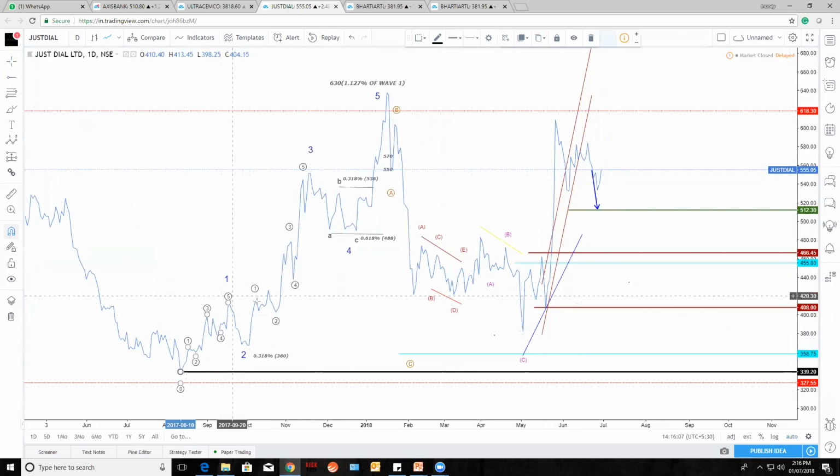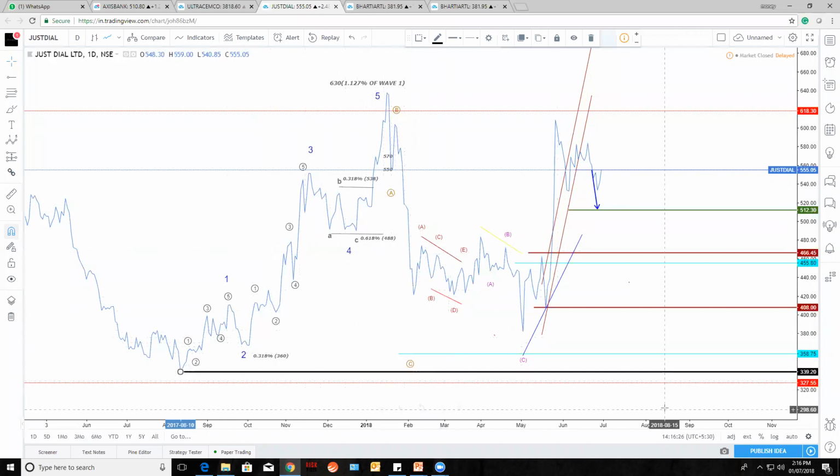See the internal waves also: 1, 2, 3, 4, and 5. See the internal waves: 1, 2, 3, 4, and 5. And after the correction, it made 0.318% and it retraced 0.618%, as we were discussing the alterations. I will tell you the alterations. And after that, there is a fifth wave. And after the fifth wave, there is a correction.